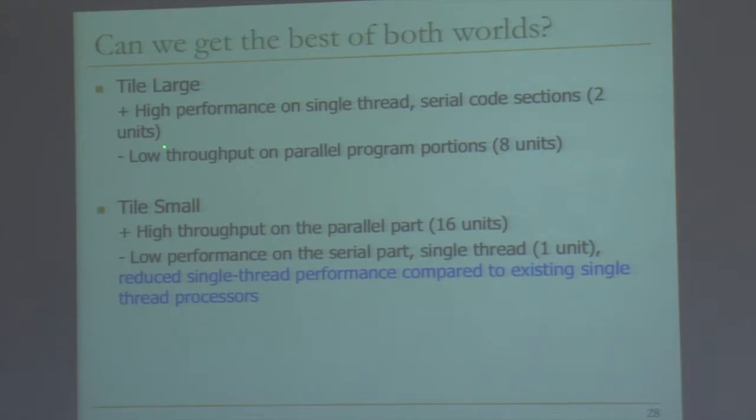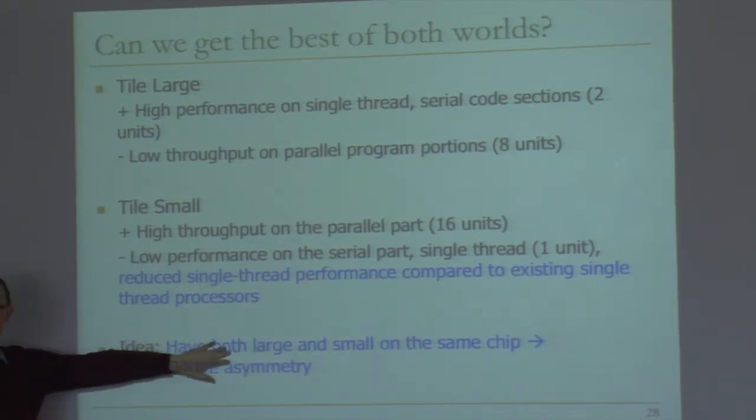So this is a summary. If you do tile large, you get high performance on single threads, but low throughput on parallel portions. If you do tile small, you get high throughput on the parallel part, but low performance on the serial part. What is even worse is you get reduced single thread performance compared to existing single thread processors. So that's the problem with tile small. You really need to have an application that actually scales to this number of parallel cores, so you don't want to have the serial bottleneck. So if you want to get the best of both worlds, the idea is to have both large and small cores on the same chip.